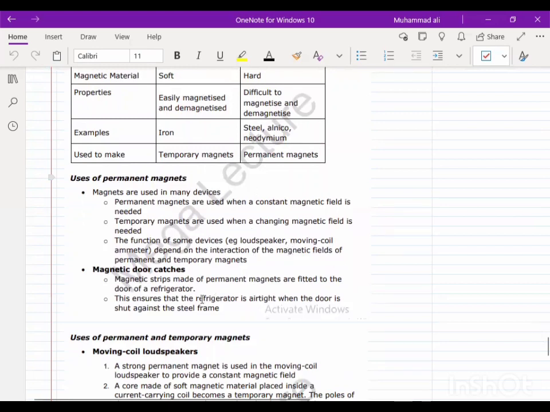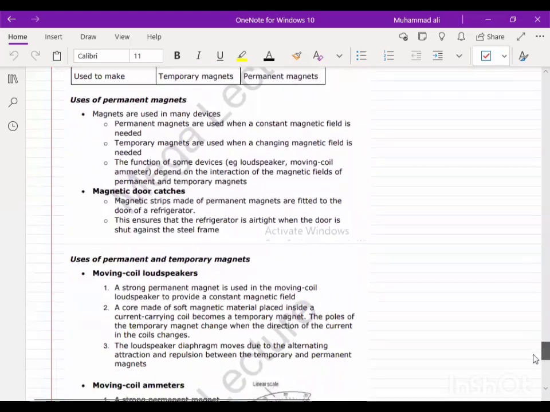Magnetic door catches: magnetic strips made of permanent magnets are fitted on the doors of refrigerators. This helps keep the refrigerator airtight. These uses are pretty simple. Magnetic door catches use permanent magnets because a constant magnetic field is required.